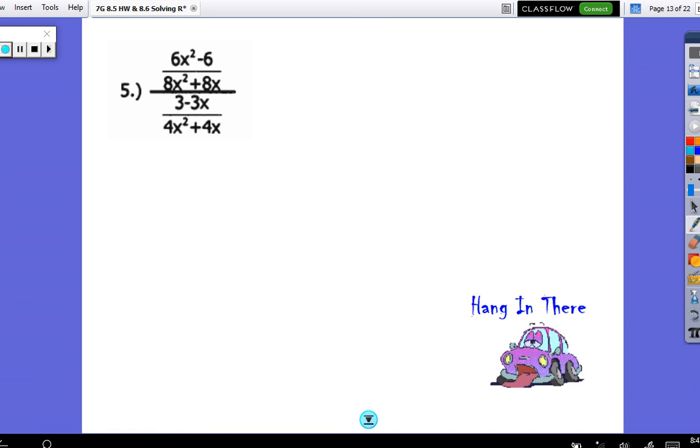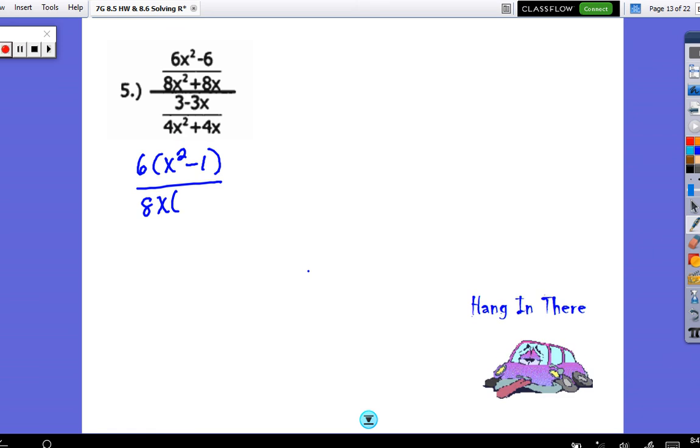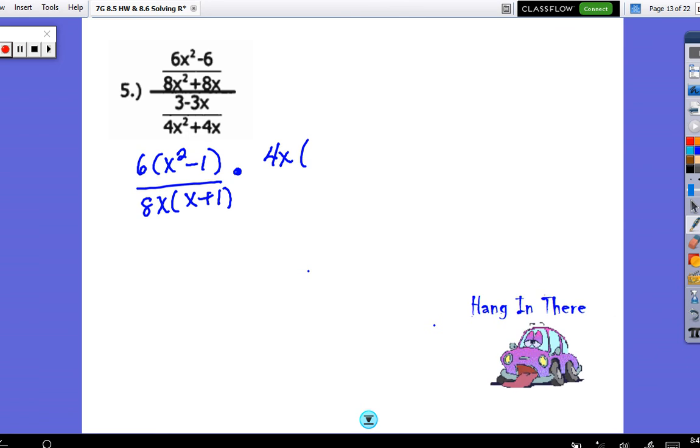All right, just stepping it up a little bit. They're already a fraction, the numerator, fraction, the denominator, so I could go ahead and flip. I'm going to start factoring as I go, so everything needs to get factored. So I'm going to pull out a 6 in my first term, an 8x, I'm going to flip the bottom and pull out a 4x.